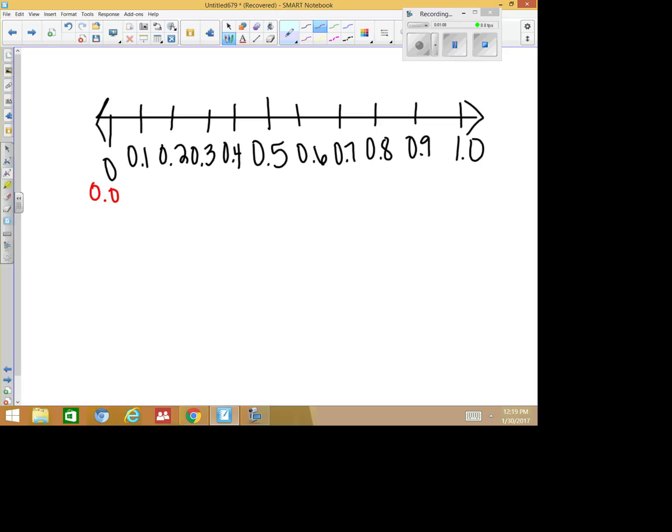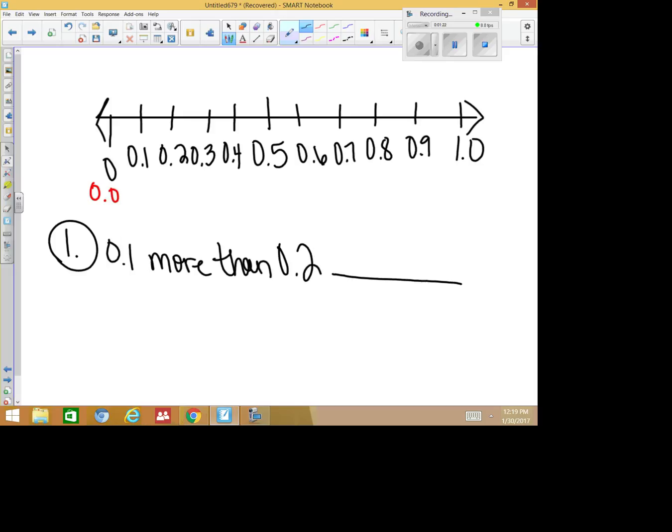So if you look at number 1, it says 0.1 more than 0.2. Well, if you look at 0.2, right here, what is 0.1 more? Right, good job, Tyler. 0.3. You added a tenth to the tenths place. Okay. Now I get it.